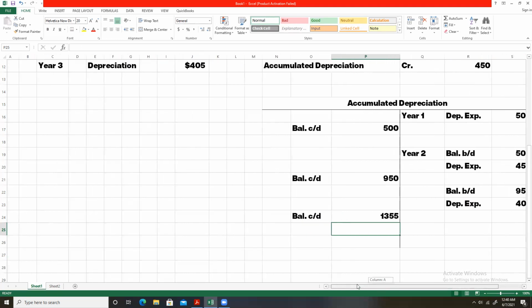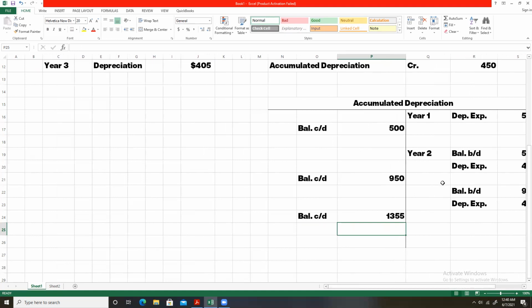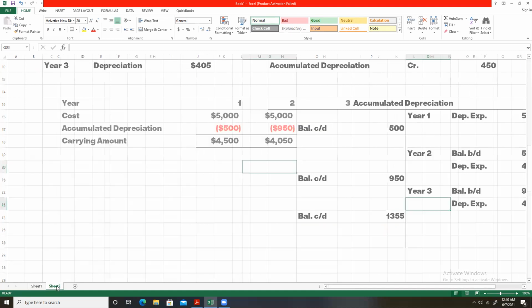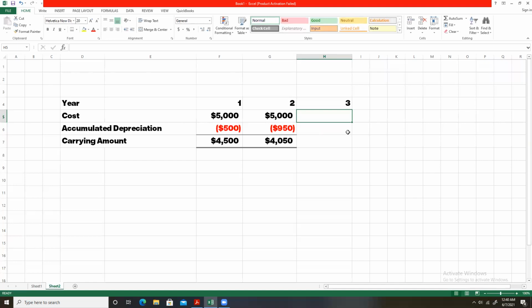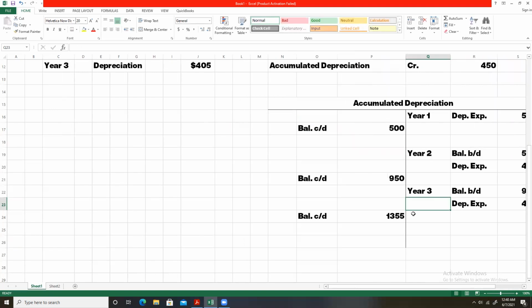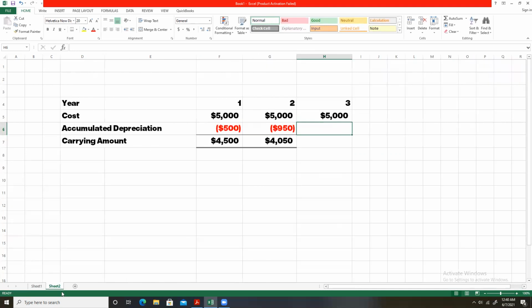The balance on the accumulated depreciation account is $1355. The balance on the accumulated depreciation at the end of the third year is $1355. So now, how much will be the carrying amount of the asset at the end of the third year? The carrying amount of the asset will be the cost minus $1355.